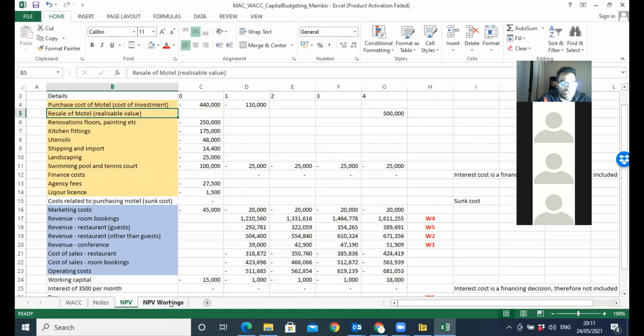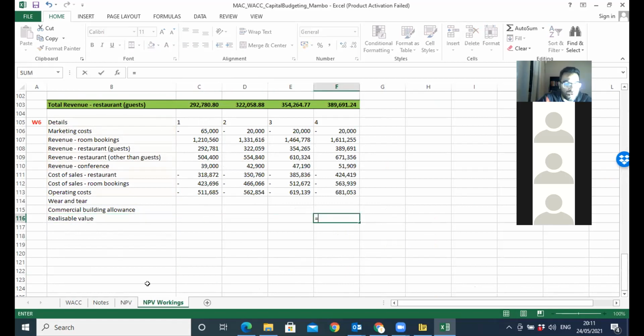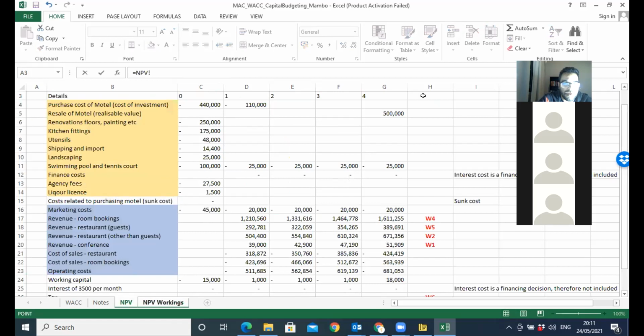Must bring in the resale value, the realizable value, that we can bring in as is. So it's equal to that over there.